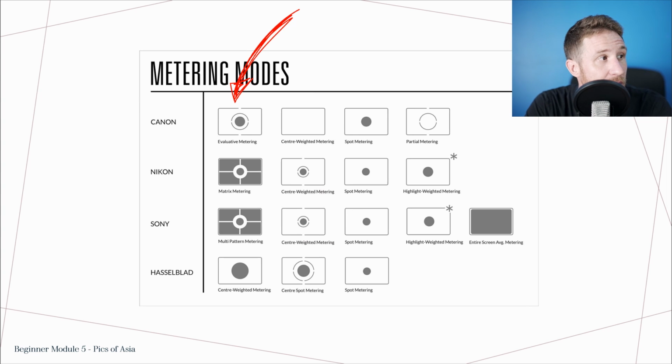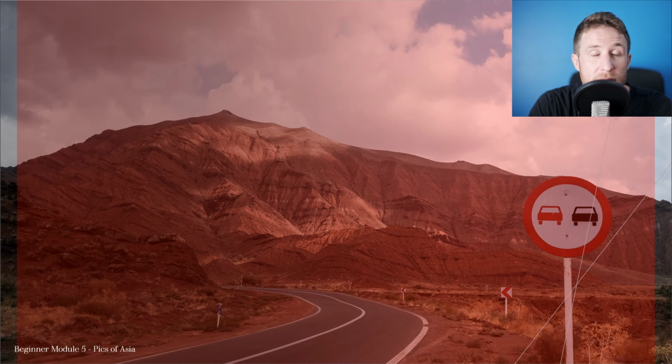All right, so let's start with evaluative or matrix metering. What this is basically is the camera, if I point to this scene, this landscape in Iran, if I point here, the camera is going to take the whole frame and try to measure the light in the whole frame and calculate what exposure would match to expose for kind of everything. So it's going to measure the light on this sign, in these very bright clouds, and in these dark rocks. And it's going to try to expose for something in between for me to see everything.